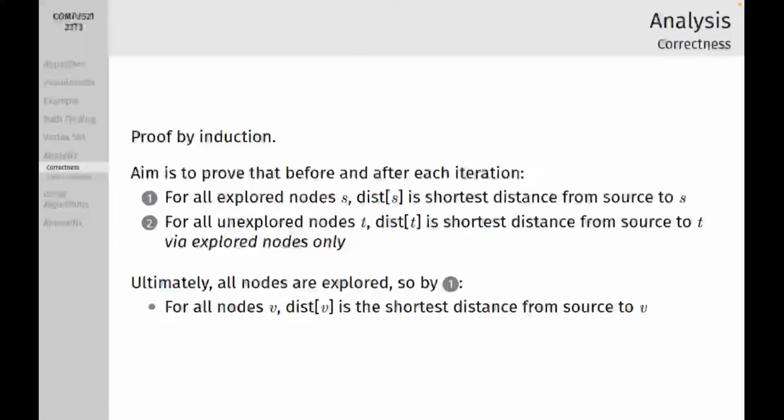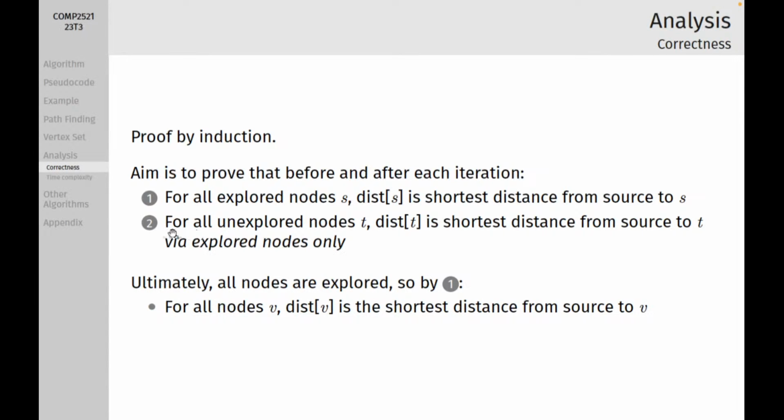The main aim of the proof is to show that before and after each iteration, two things hold. The first thing is that for all the nodes that we've explored so far, the distance array contains the shortest distance to that vertex. So for each explored vertex S, dist[S] is the shortest distance from the source to S.